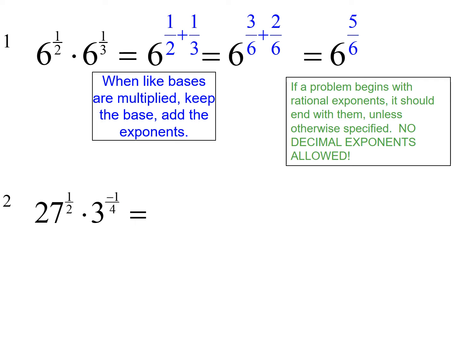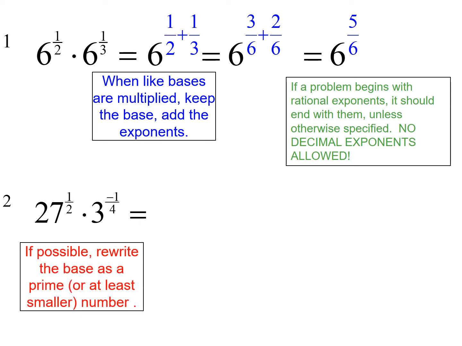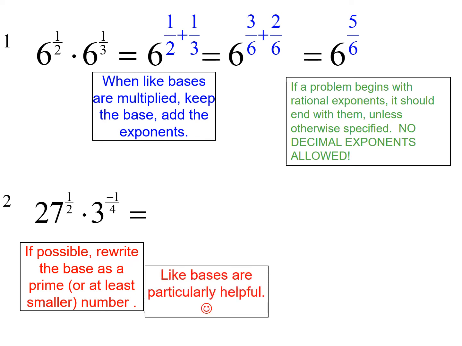Let's try it with number 2. Well, the issue with number 2 is we don't have like bases. So what are we going to do when we don't have like bases? Well, if possible, let's rewrite the base as a prime, or at least a smaller number. So we're going to go ahead and rewrite 27. 27 is the same as 3 to the 3rd power. And then we raise that to the 1/2 power times 3 to the negative 1/4 power.